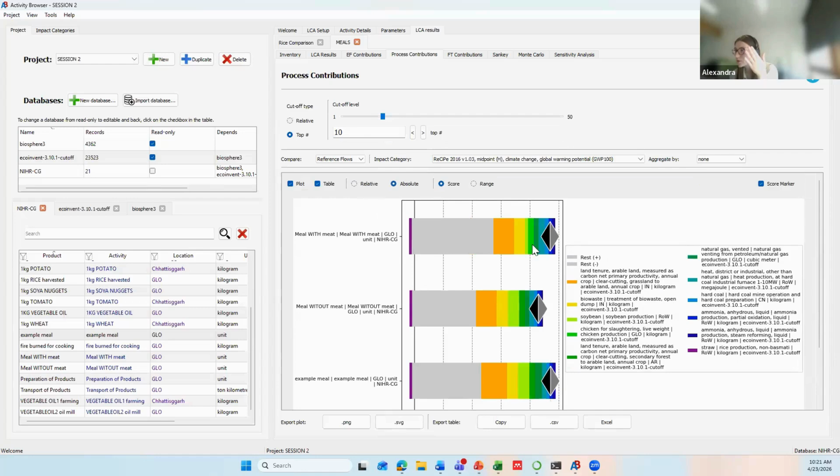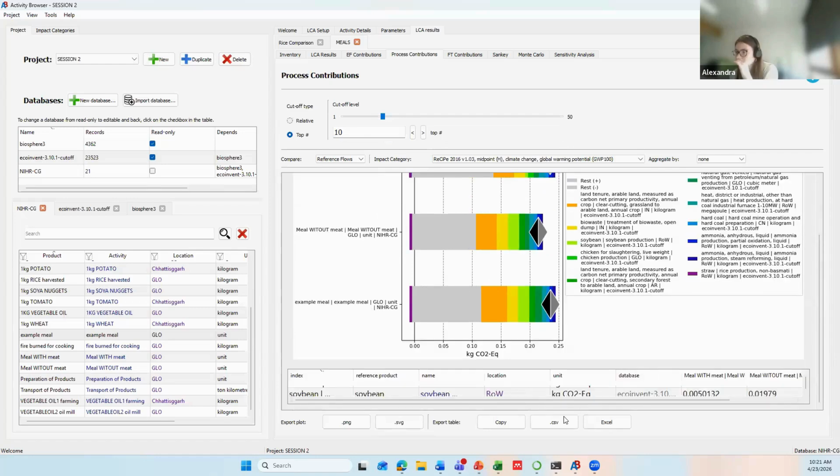Let's make it absolute. Here we can see the contributions change. And here you will have the table. The table you can export, the plot. I don't usually recommend this. I say you rather make it your own. You can either just copy it.